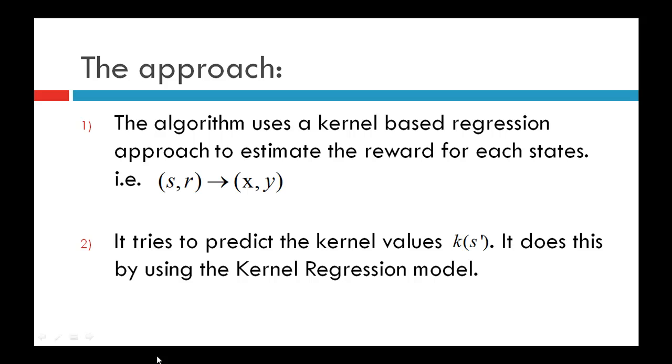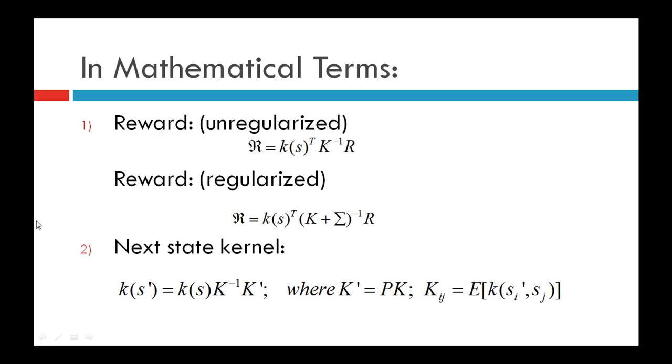The second fact is that it tries to predict the kernel values k of S prime, and therefore k of S prime using the regression model is given by ks times K inverse times K prime, where K prime is basically P times K, where P is a stochastic transition matrix, or the transition matrix whose components give the probability of making a transition from state Si to state Sj.